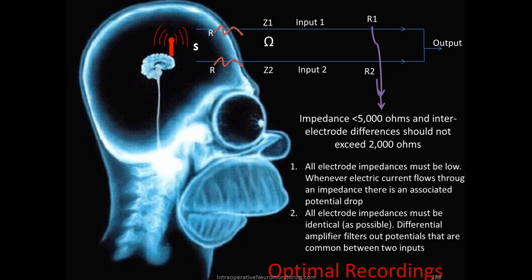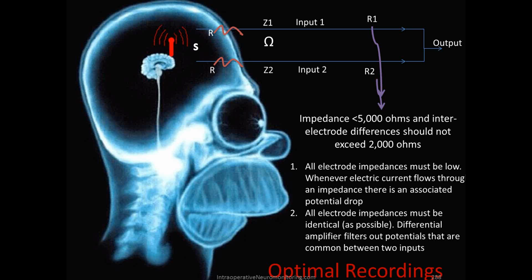Okay, so here is a simple picture. We're looking at the resistance from the skin and how our equipment utilizes that to come up with an impedance read, and where we need to make sure we have a correct level of impedance. The impedance level we need to make sure is less than 5,000 ohms, or 5 kilo ohms, and inter-electrode difference should not exceed 2,000 ohms. So you need to know those two numbers for the exam.